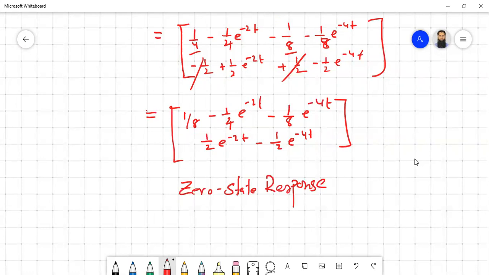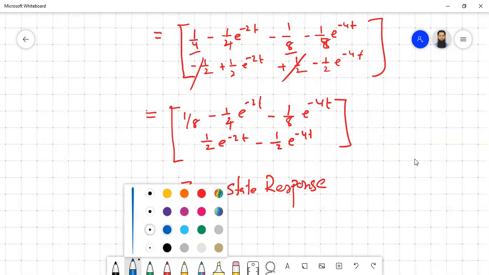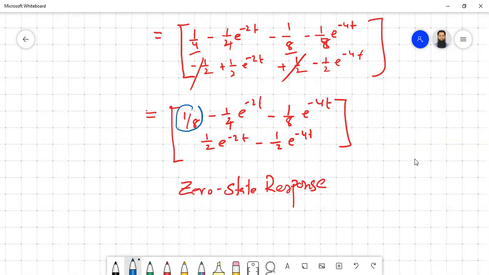Okay, so whether you have noticed or not, it has both your forced response, and these are actually components of your natural response.